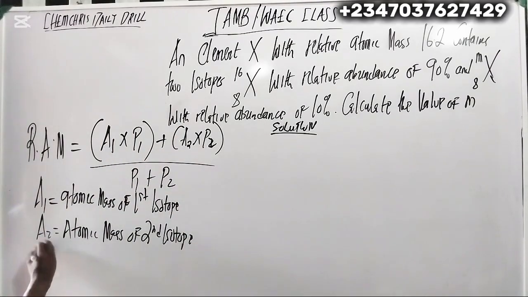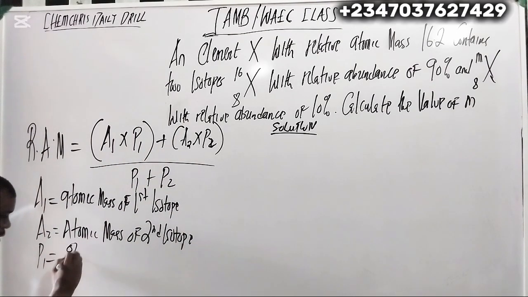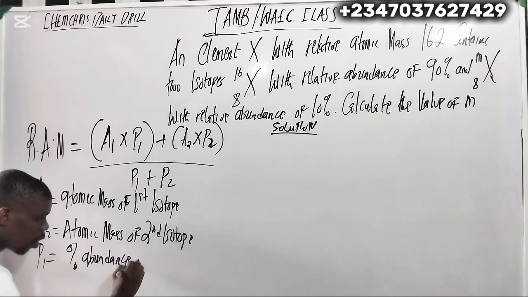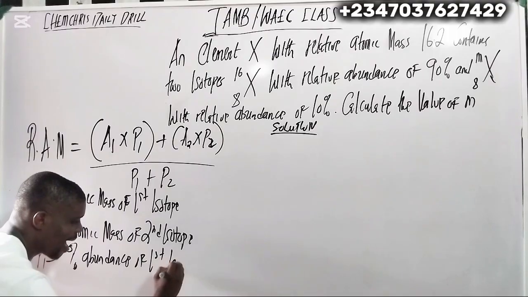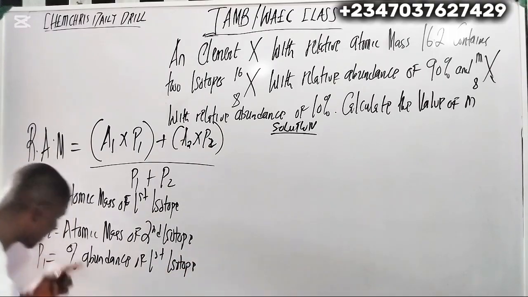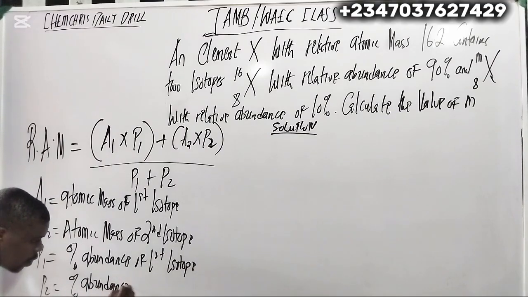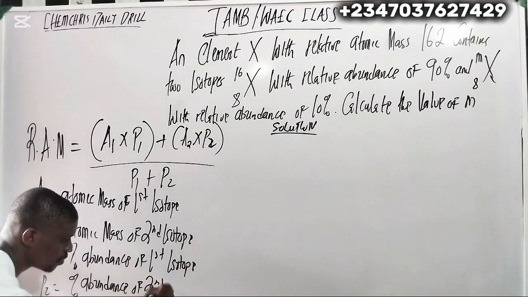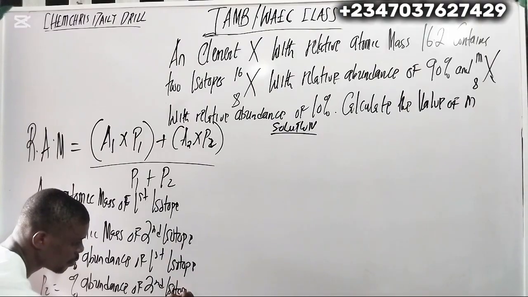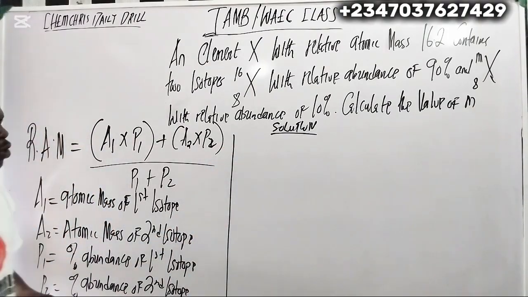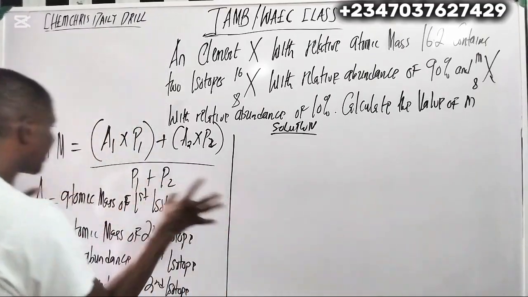So P1 equals the percentage abundance of the first isotope. Then P2 equals the percentage abundance of the second isotope. So this is the first thing to understand here. Now let's start bringing it out.